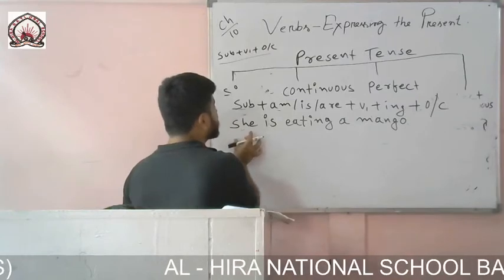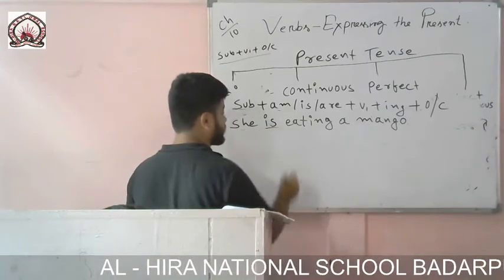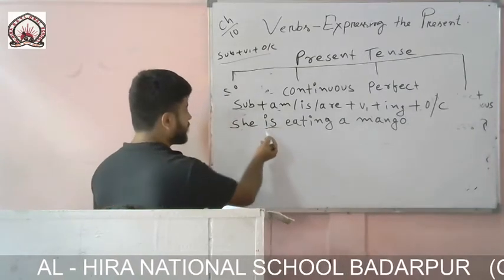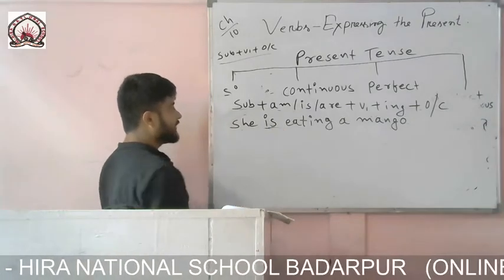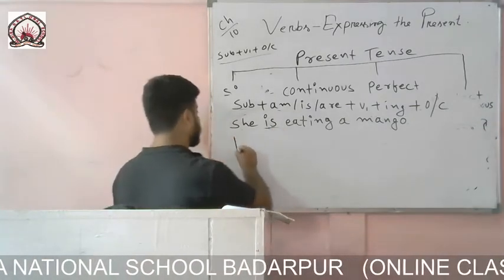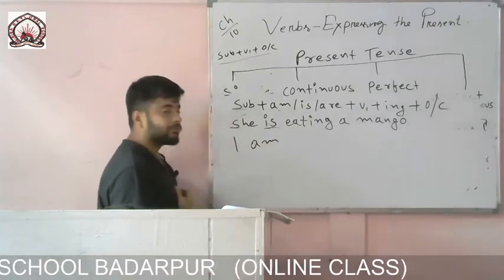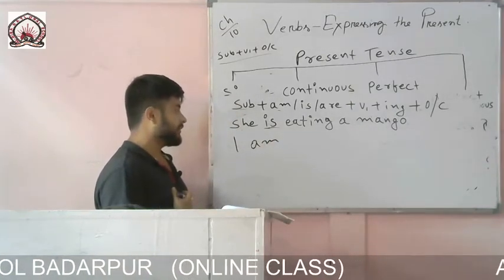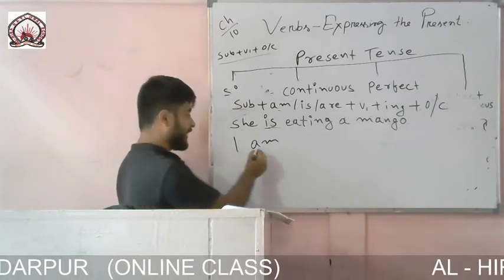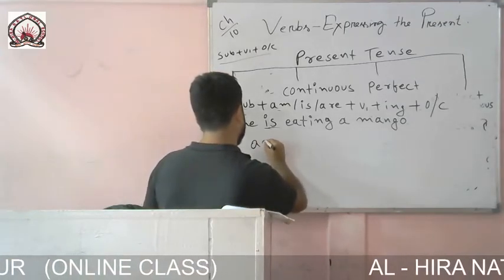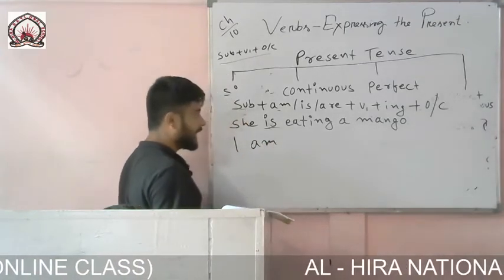If the subject is third person singular, then we have to write is. Very simple. Third person singular, then we have to use is. If the subject is I, for example, I am eating a mango, then we have to write am. Am is used only with I.